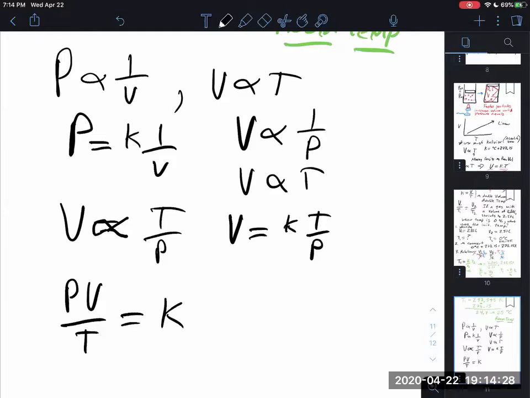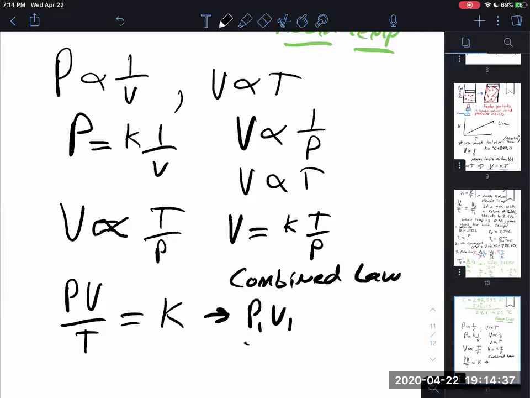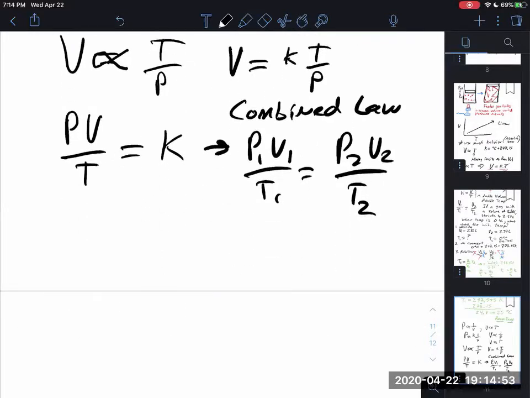But this gives us a new law that is actually called the combined law, that P1 V1 over T1 is equal to P2 V2 over T2. I can combine Boyle's law and Charles' law and do them simultaneously. And so let's look at a problem like that.